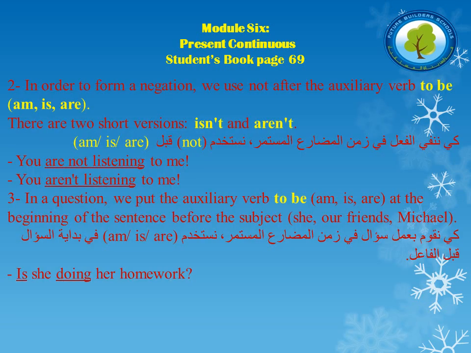Now, my dear student, if we want to make a negation, we use not after the auxiliary verb to be. Am, is, are. There are two short versions, isn't and aren't. لعمل النفي في الزمن المضارع المستمر نستخدم not ونضعها بعد am أو is أو are. So we say I am not, she is not, they are not. Or we use the short version of is not and are not, which is isn't and aren't.